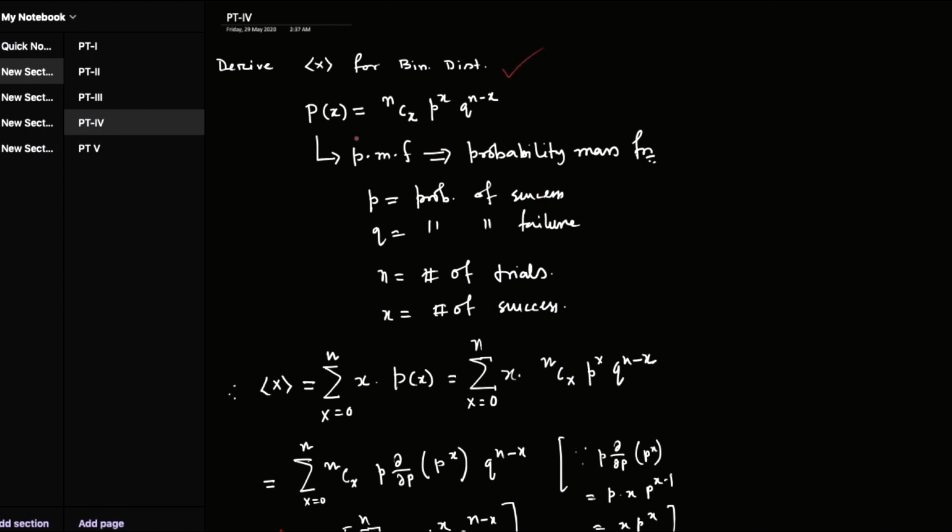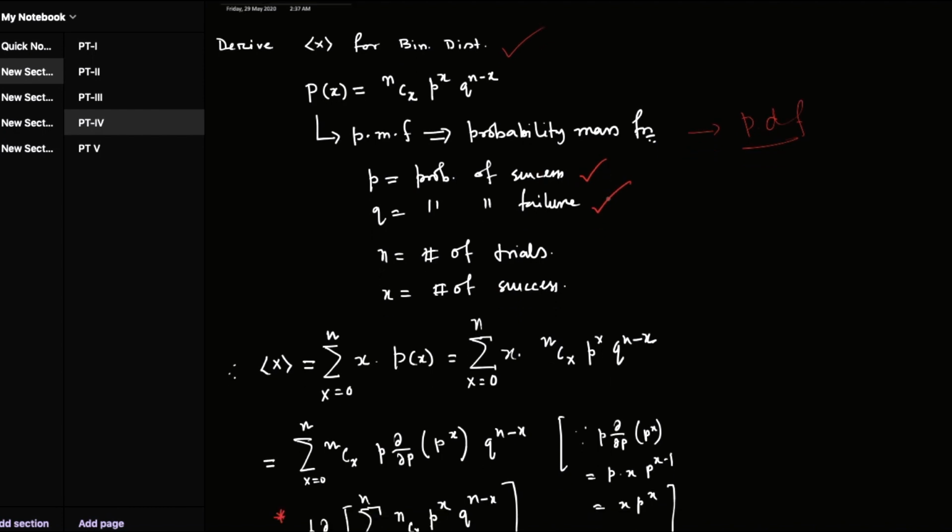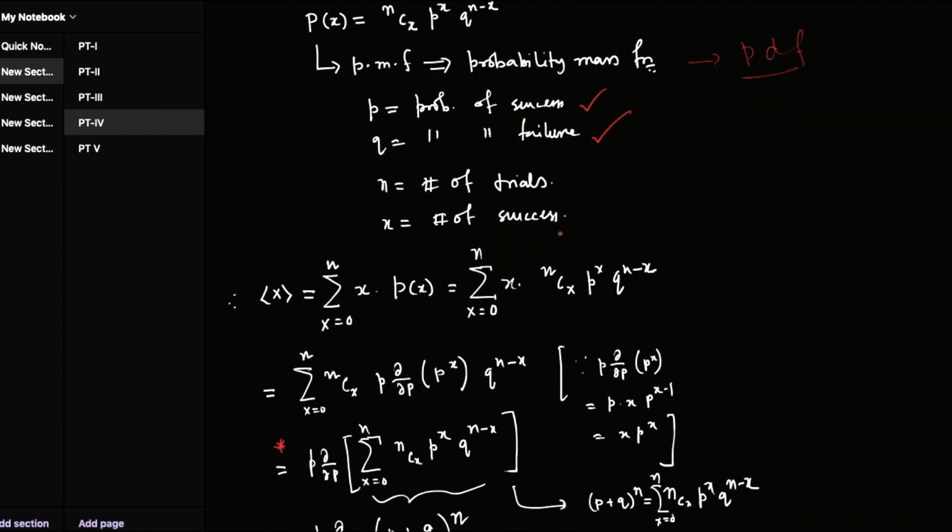Here the probability mass function, a more accurate term than probability distribution function, is NCX P to the power X, Q to the power N minus X. P is the probability of success, Q is the probability of failure, N is the number of trials, and X is the number of successes. And x average equals the sum over x equals 0 to n of x P(x), which is the sum of x NCX p to the power x q to the power n minus x.